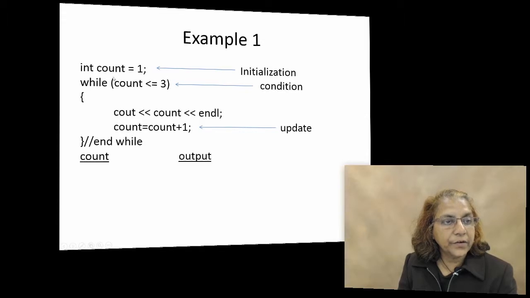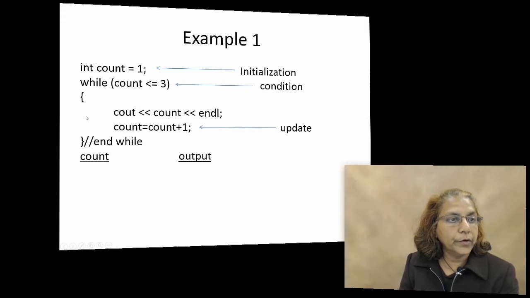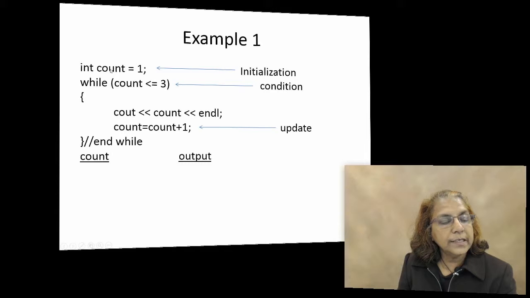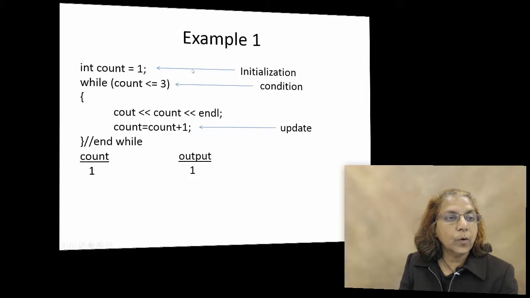Now let's trace this code. So first, count is initialized to 1, and then we test this condition. Is count less than or equal to 3? It is. So we come and display the count. So far count is 1, and we display 1. And then count is increased to 2. And then this is end while, so we go back. Is count less than or equal to 3? It is. So we display 2.